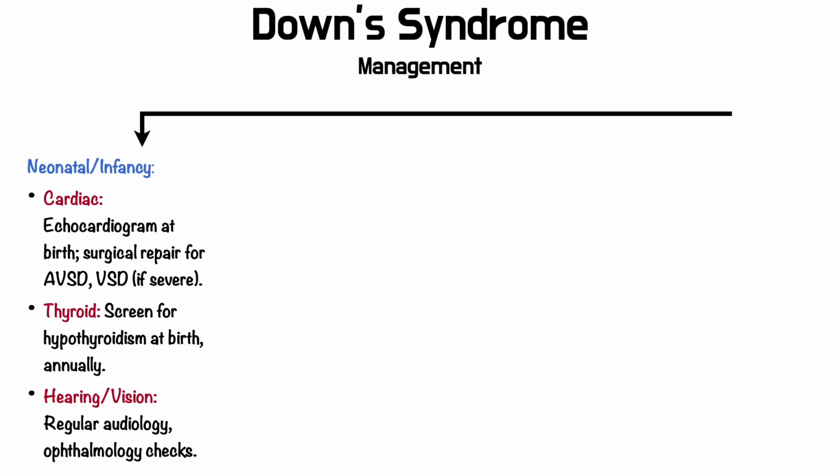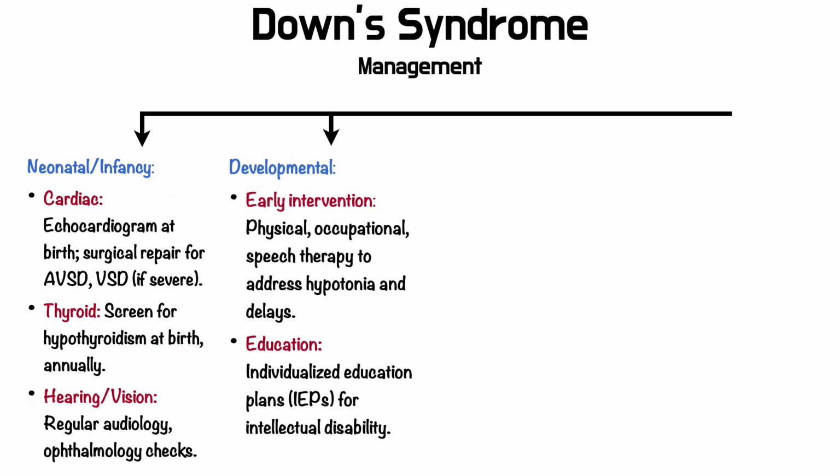The management is done in the neonatal or infancy stage. In cardiac lesions, you do an echocardiogram at birth, and surgical repair for AVSD and VSD if they are severe, by patch, right? And then thyroid: we have to screen for hypothyroidism at birth and annually. For hearing and vision, regular audiology and ophthalmology checks should be done. And then in developmental stages, we have to do early intervention with physical, occupational and speech therapy to address hypotonia and delays. In education, individualized education plans, IEPs, should be made for intellectual disability.